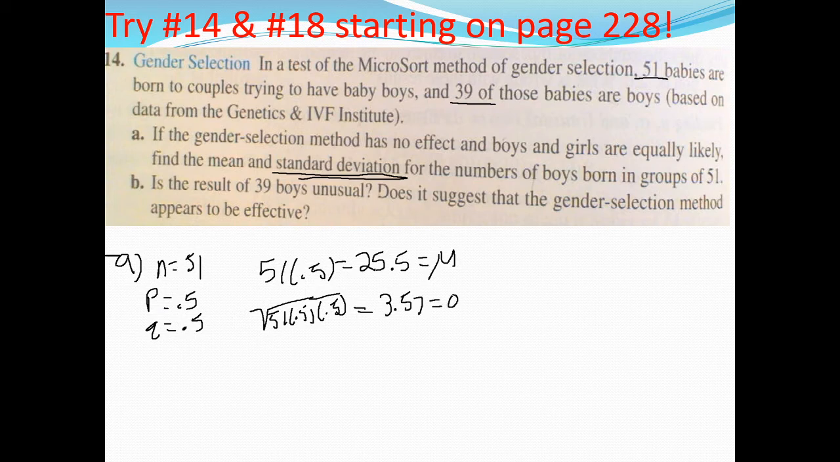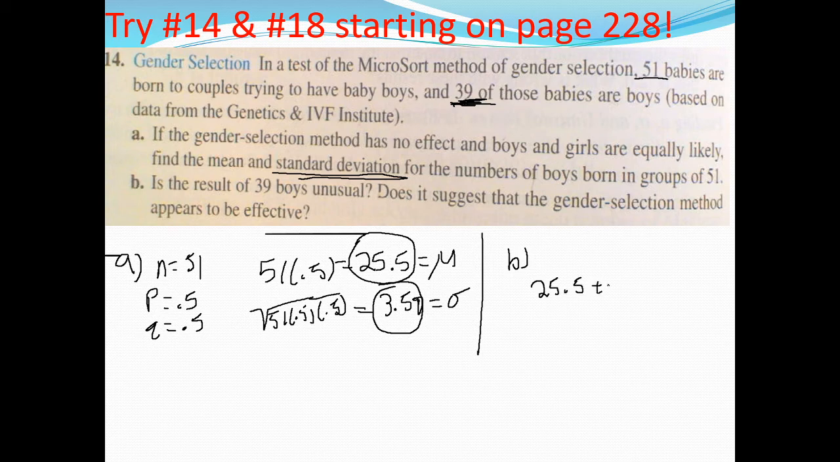3.57 as our deviation. Okay, so this is the average number of boys we would expect from a normal situation, and this would be the deviation. So our goal here is to figure out, is this an unusually high number of boys? Because if it's an unusually high number of boys, then we probably assume that this is not happening by random chance and that the gender selection method is actually having some effect.